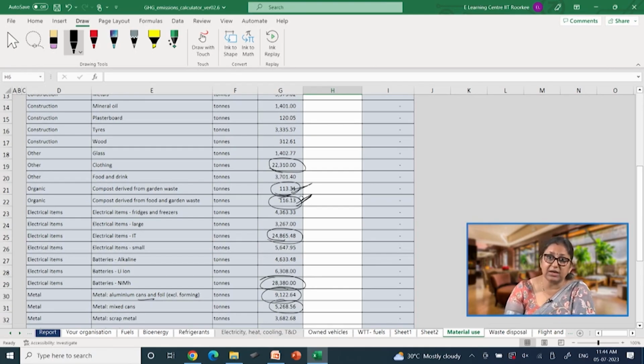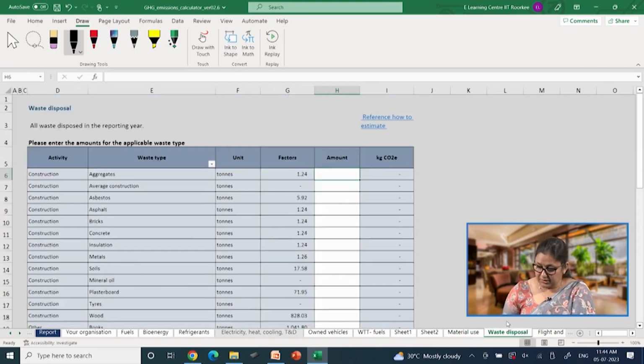So, we know that anything that is processed is high on emissions, anything that requires less processing is low on emission. So, one is that we would know how much emission we are really causing, but at the same time it also helps us in making the right, judicious choice if we really want to reduce the emissions. Similar thing is with waste disposal.